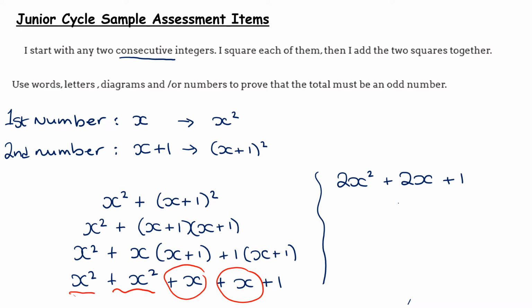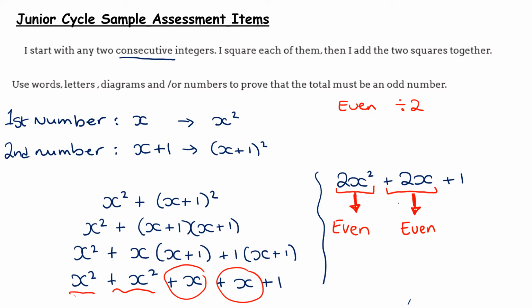Okay, so can I say for sure that this expression, 2x squared plus 2x plus 1, is odd? And I can, because 2x squared, 2 times anything, means I'll end up with an even number, because the definition of even means it's divisible by 2, and divisible means you can divide 2 in and there's no remainder. So this part here is an even part. This part here again is 2 times something, so it's again even. If you add any two even numbers, you'll still get an even number.